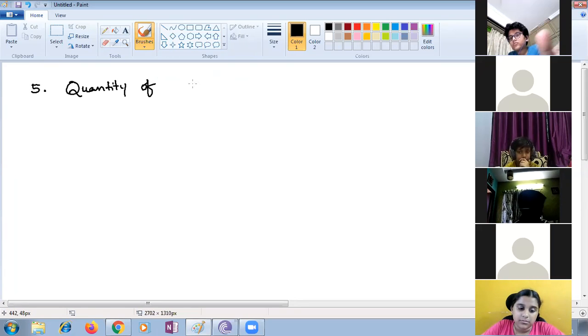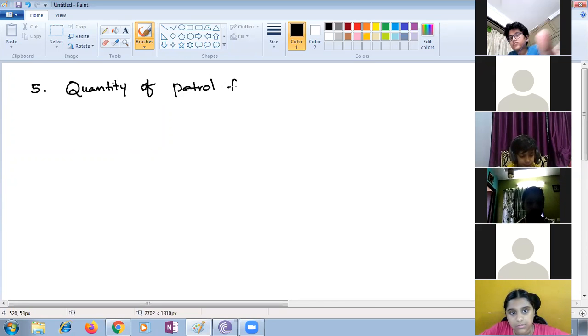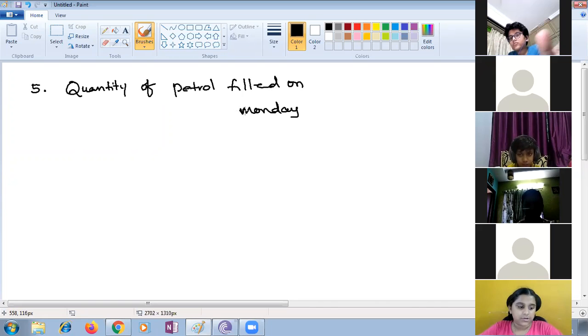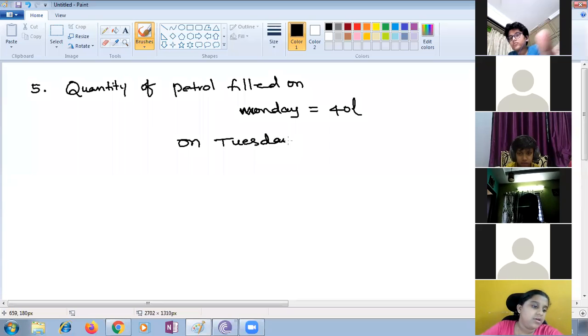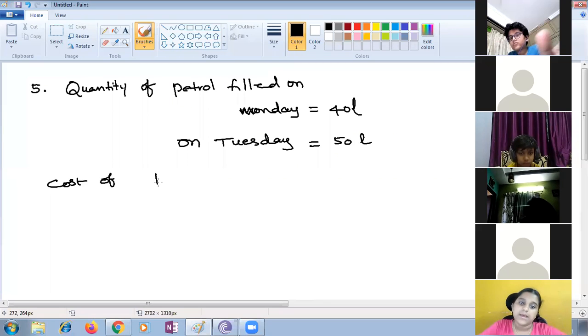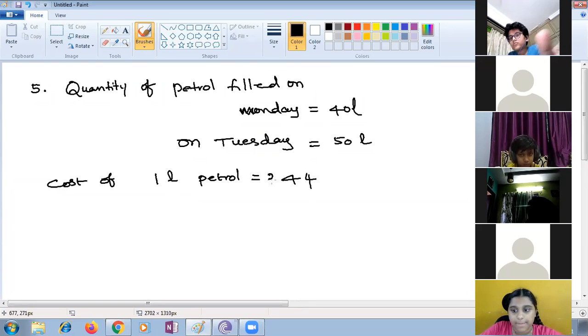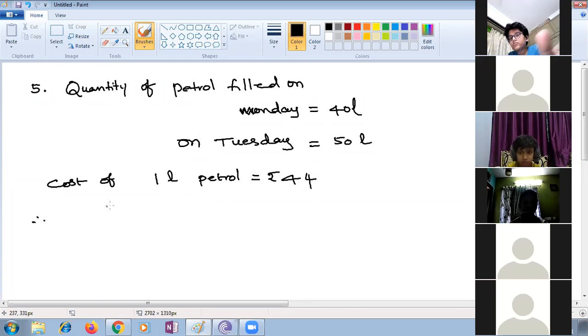It is also called amount of liters, son, different terminology, but in every case the child is thinking, we are giving quantity of petrol filled on Monday is how much, son? Monday, how many liters did he fill? 40 liters. On Tuesday, how many liters did he fill? 50 liters. So that cost of each liter of petrol is how much, children? Rupees 44.